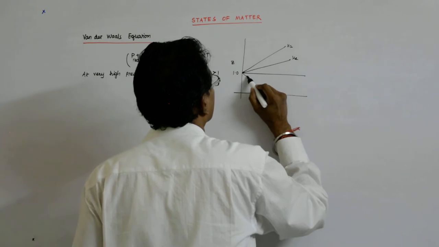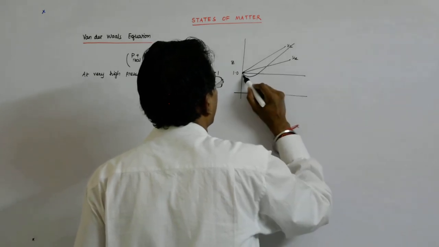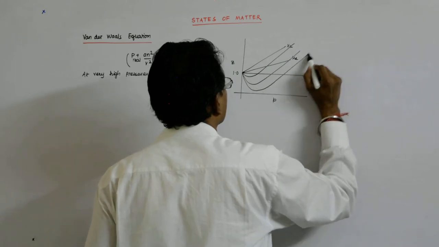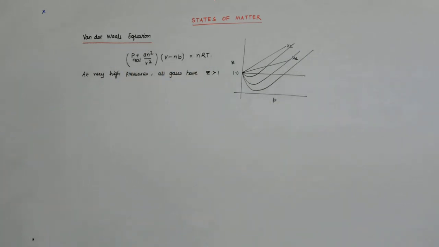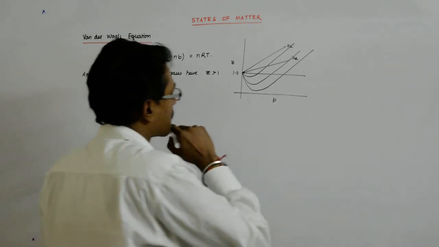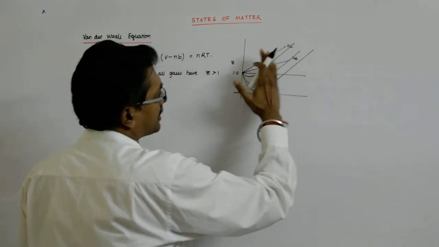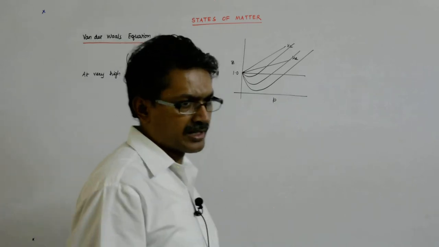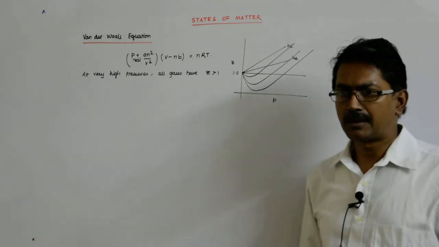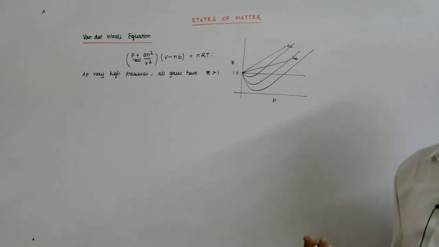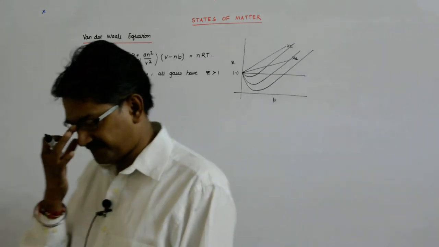And then we had the gases like that. Okay, so these were the gases. Now what happens at very high pressures when you start moving like that to the right? What happens? Your Z inevitably becomes greater than 1. Why should that be so?